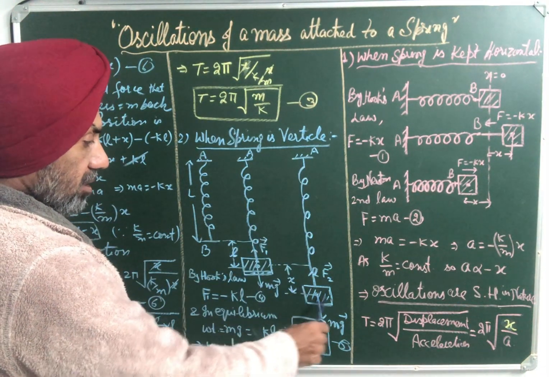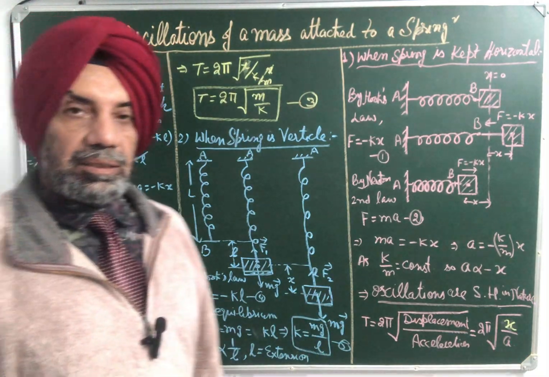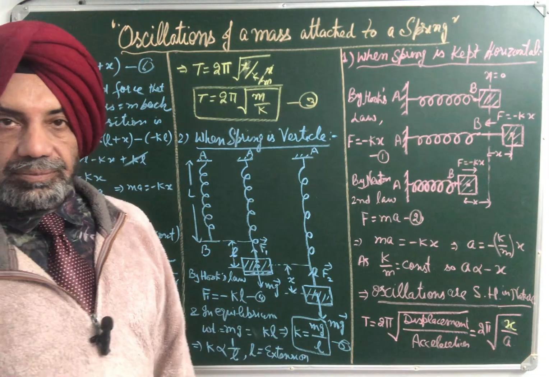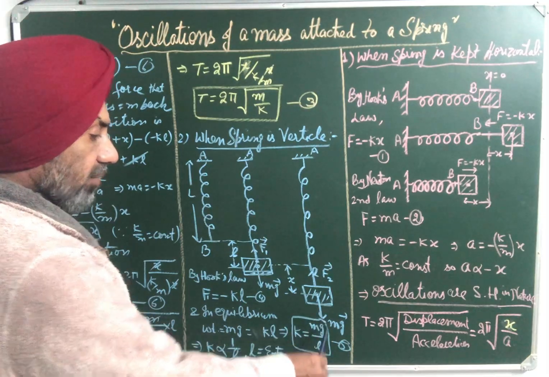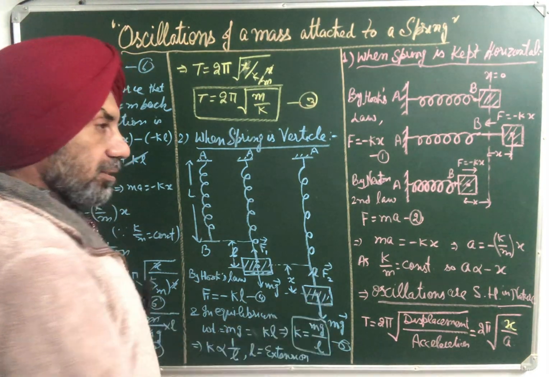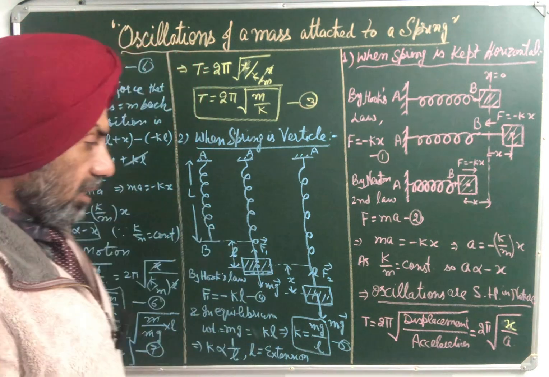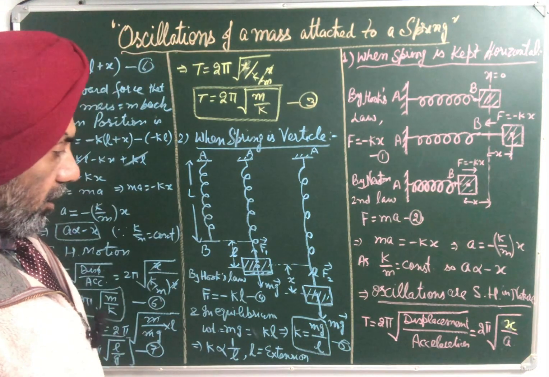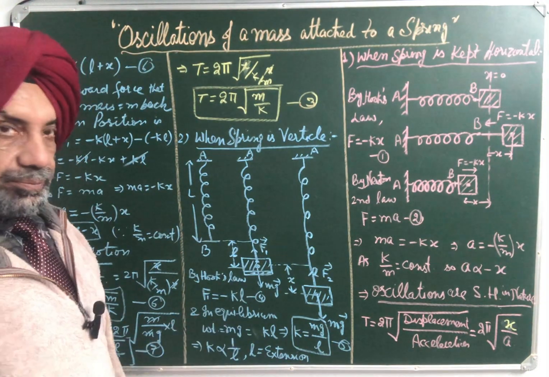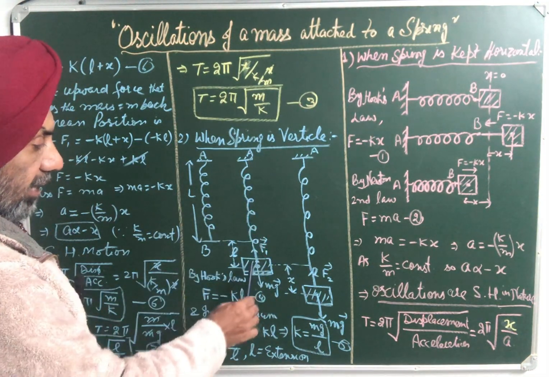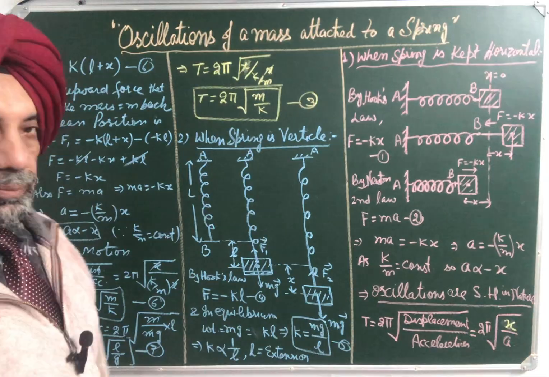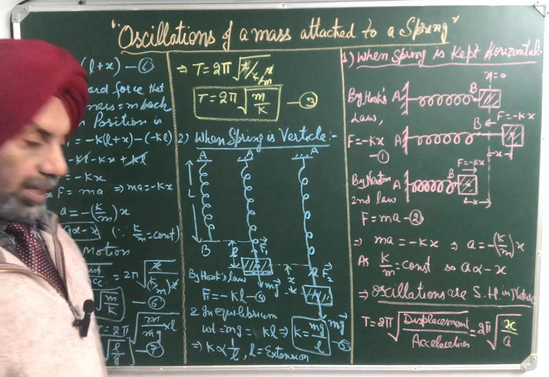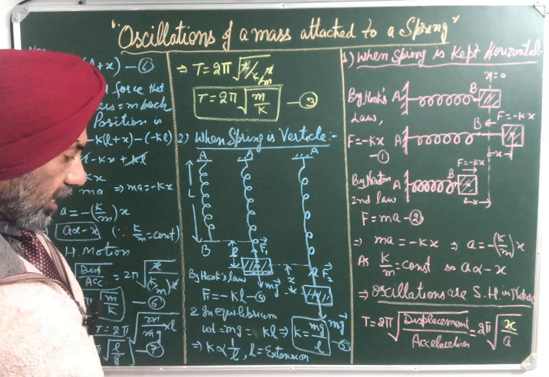Now, when this mass is further pulled down through a displacement x, then again weight is acting vertically downward, but the upward force which is taking it back to its mean position is F2. Now, by Hooke's law, in equilibrium in the second figure, F1, the restoring force, must be equal to minus KL by Hooke's law. F1 is equal to minus KL.